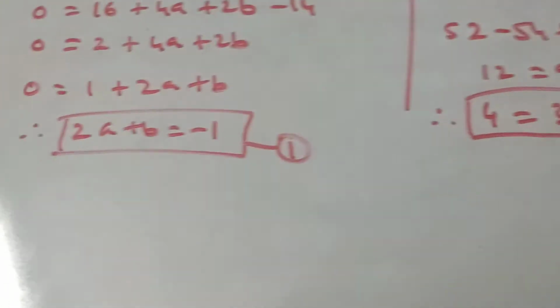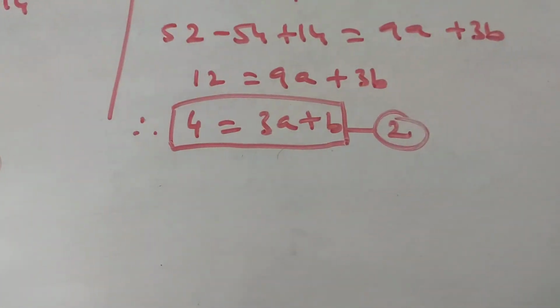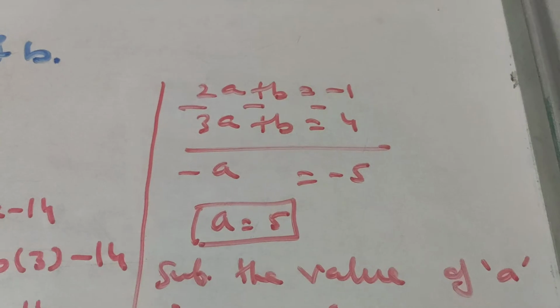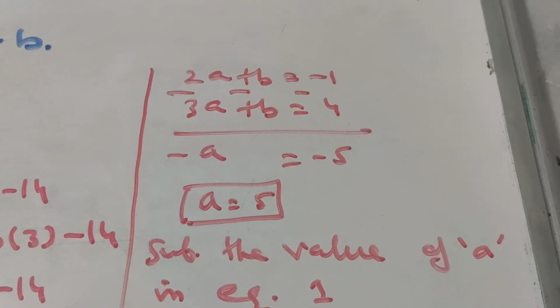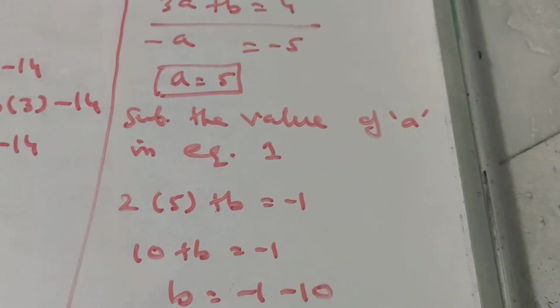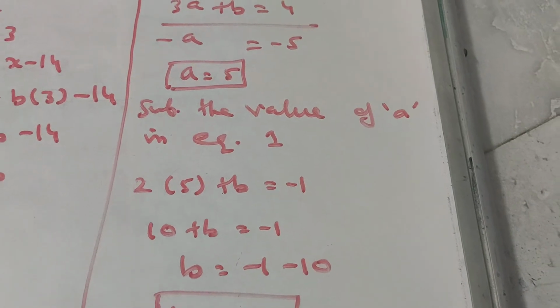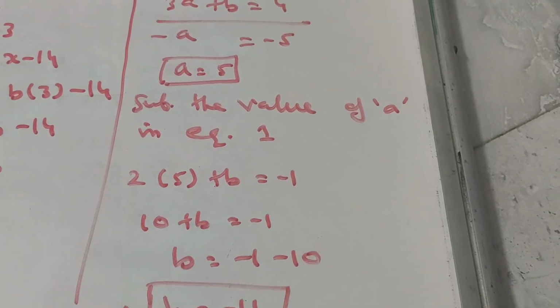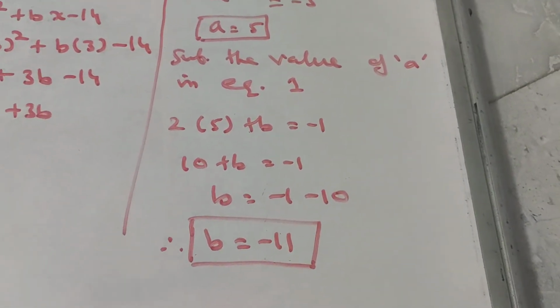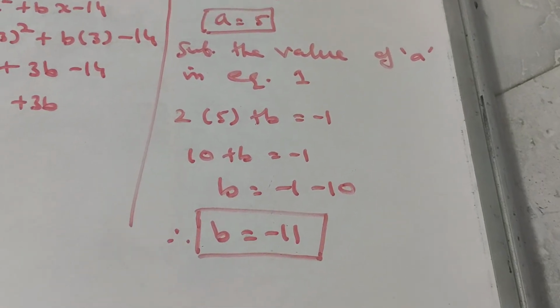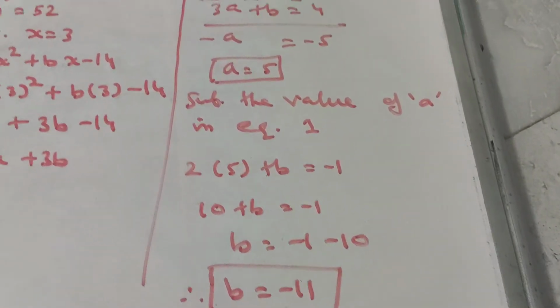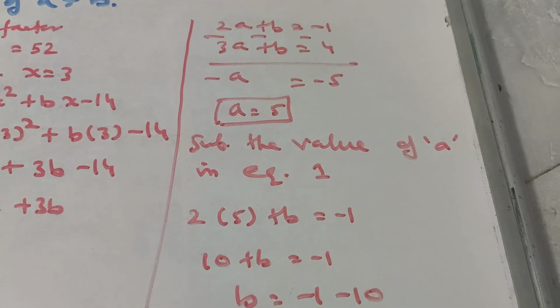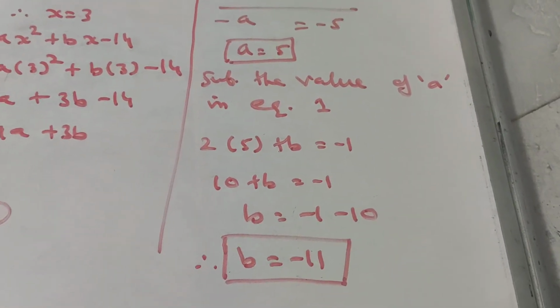Now we solve equations 1 and 2. When we solve them, we obtain the value of a as 5. Substituting the value of a in equation 1, we get 2 times 5 plus b is equal to minus 1. So b is equal to minus 1 minus 10. Therefore b is equal to minus 11. So our answer is a is equal to 5 and b is equal to minus 11.